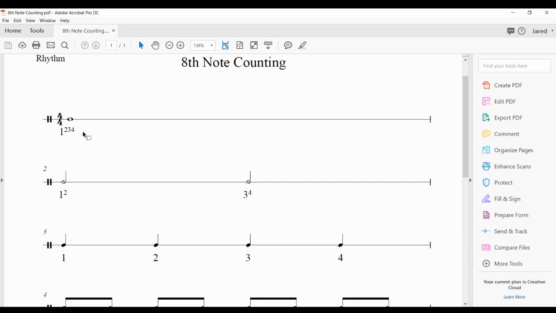One, three, 1, 2, 3, 4. So again, that's stuff we already know. We've been doing that for a while.